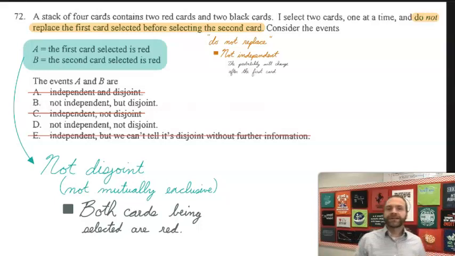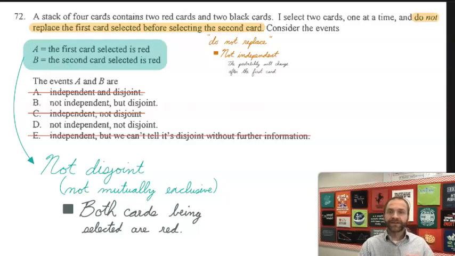So by first focusing on independent, what that did is allow me to eliminate 3 out of the 5 choices. So now I have a 50-50 chance of guessing. And so now I have to figure out, okay, are they not disjoint, which means not mutually exclusive, or are they disjoint, which means mutually exclusive?